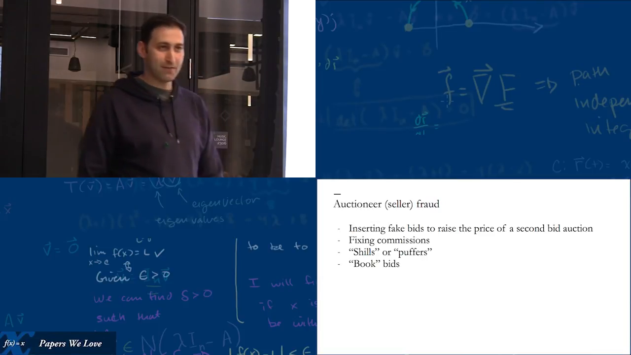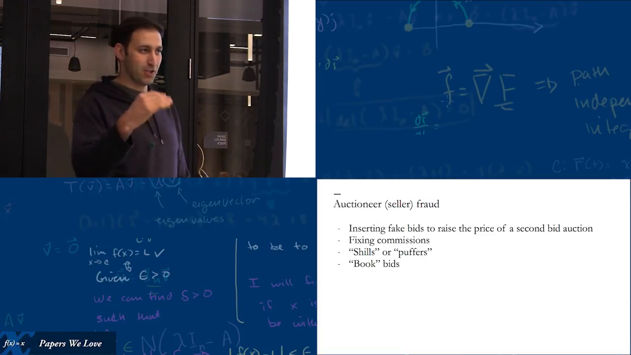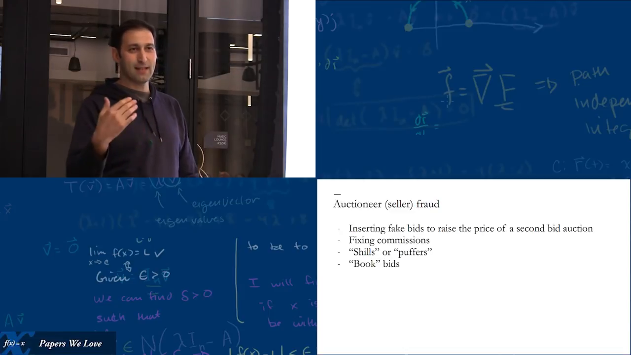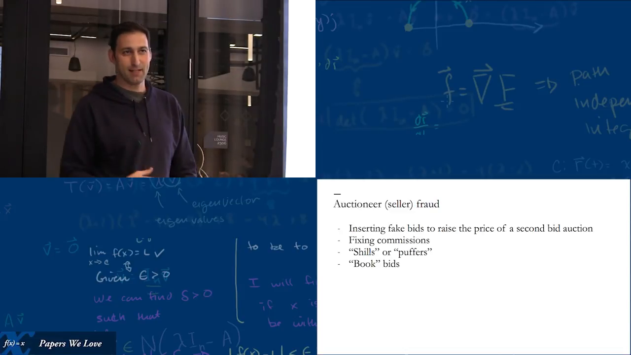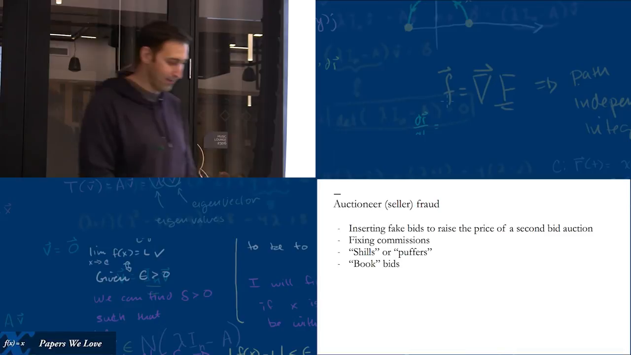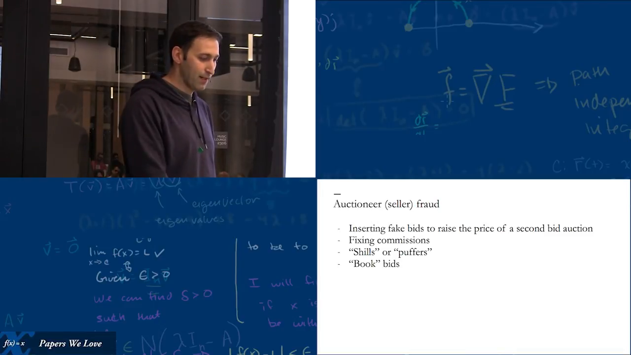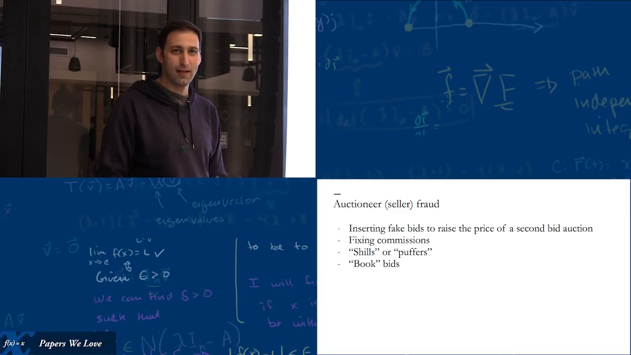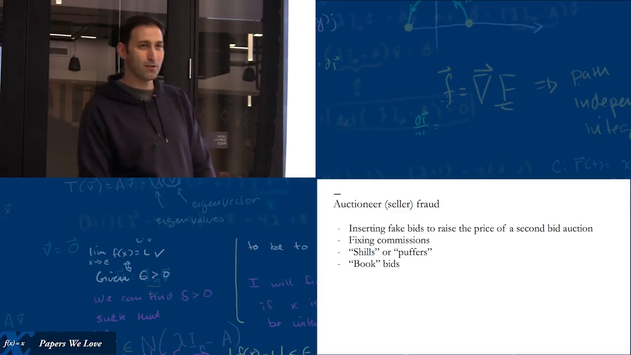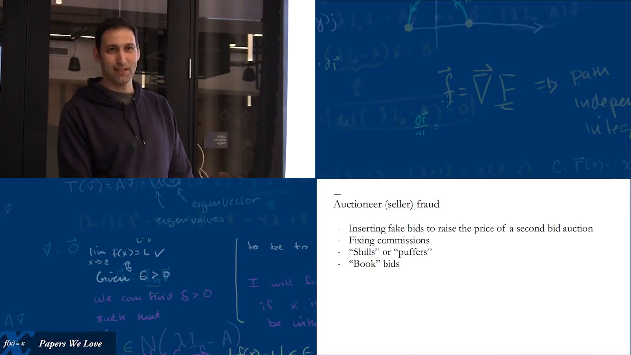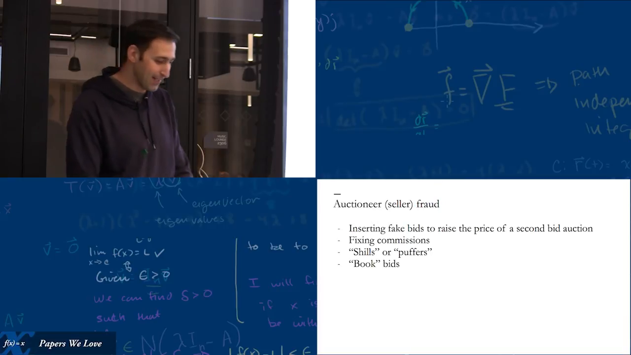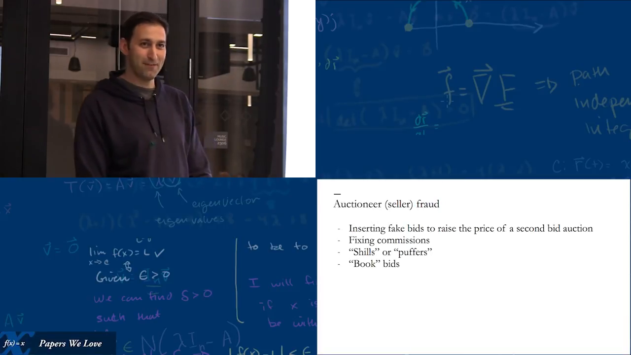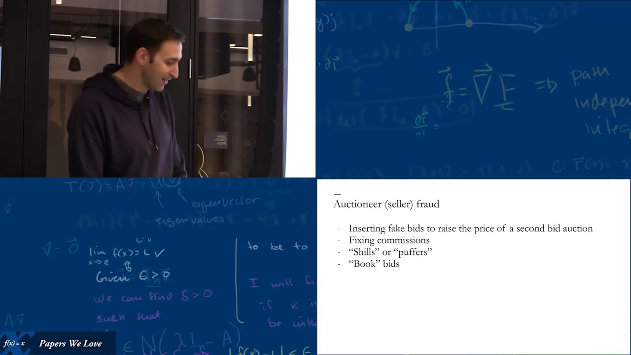Shills or puffers is the idea that you can bid on your own items, and book bids, what I've described, are the bids that the auctioneer places as absentee bids by somebody else. They don't actually have to have a human there. So there's quite a bit of research on how to cheat at auctions, and quite a bit of theory that shows you that you're trying to cheat a system that sometimes cannot be cheated, or you're getting the opposite effect, jail notwithstanding, of course.